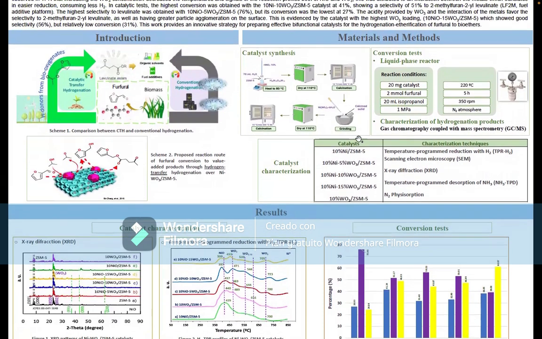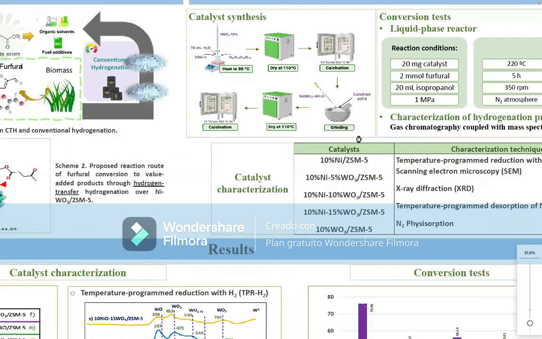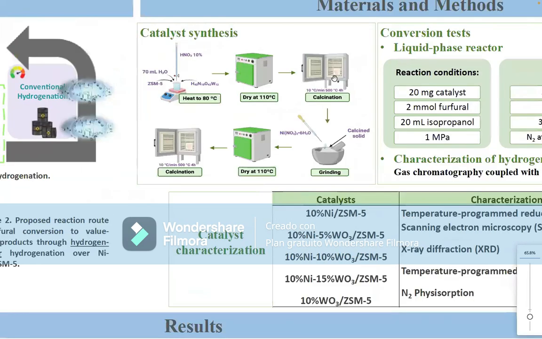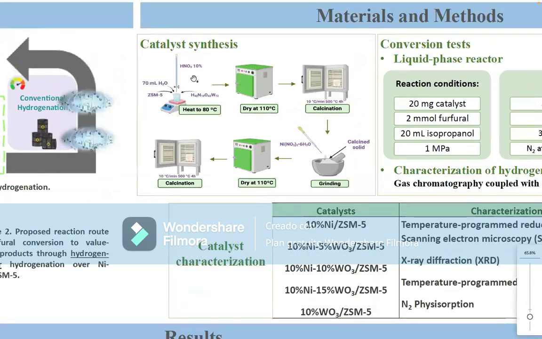Catalyst synthesis. The catalysts were synthesized using the impregnation method. To impregnate WO3, ammonium metatungstate was dissolved in 70 milliliters of water. Then the ZSM5 zeolite was added and stirred while a 10% hydrochloric acid solution was added dropwise. The mixture was then dried at 110 degrees and calcined at 500 degrees for 4 hours.